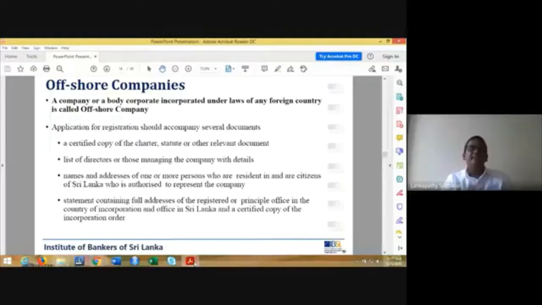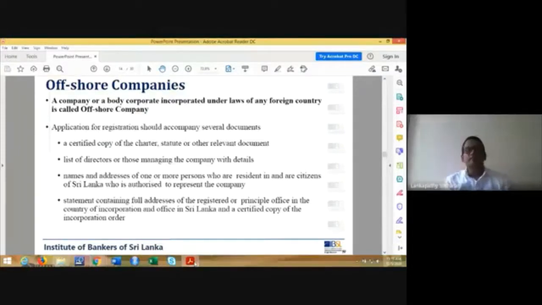And then they have to give the name and address of one or more persons who are residents in and citizens of Sri Lanka who are authorized to represent the company. Basically, one of the directors should be a Sri Lankan resident as well as citizen. And who is representing that company? They have to give the name and address and other details of that person. And the fourth one is a statement containing the full address of the registered and principal office in the country of incorporation and the office in Sri Lanka, and a certified copy of the incorporation order. So they have to give the full address of the original company as well as the Sri Lankan office address as well as a certified copy of the incorporation order.